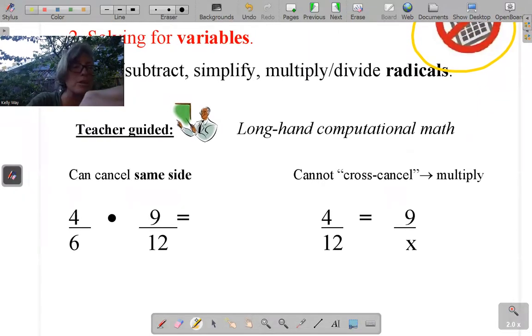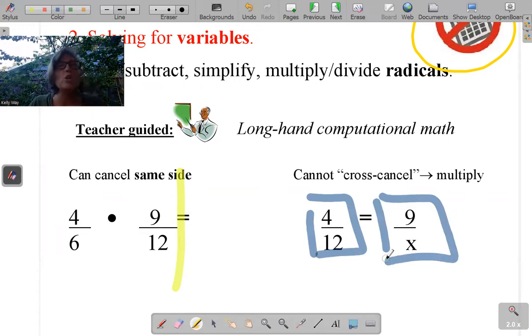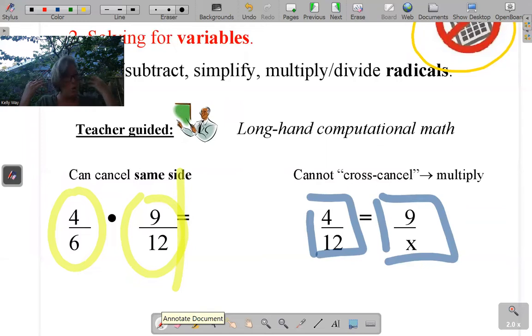When it comes to fractions, if you're on the same side of the equal sign, you can cancel. But if you're on different sides of the equal sign, you cannot cross cancel, you can cross multiply. So here on the left, you will notice that both of these fractions are on the same side. So it's like your own backyard. I'm in my own backyard right now. If you're in your own backyard on one side of the equal sign, you can rearrange the furniture as much as you choose to. So the example on the left, I can do this.